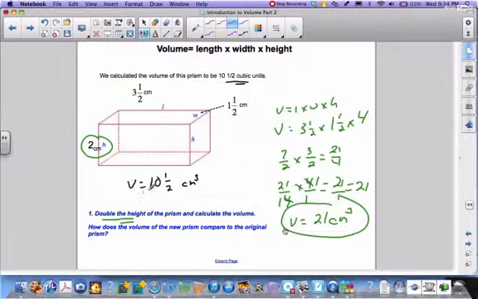Well, my original volume was 10.5. My new one is 21. So when I doubled the height, it's basically doubling the rectangular prism, though you can't really see that here. So it doubled the volume.